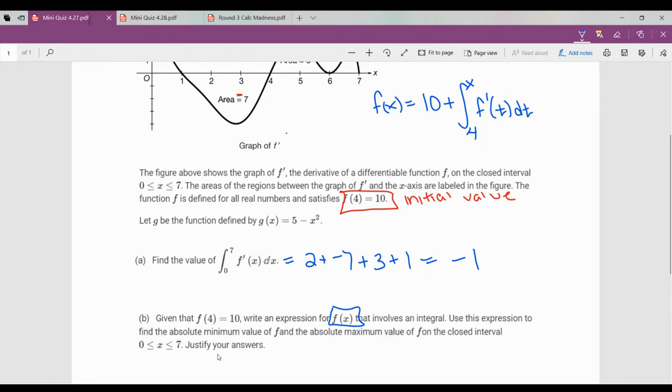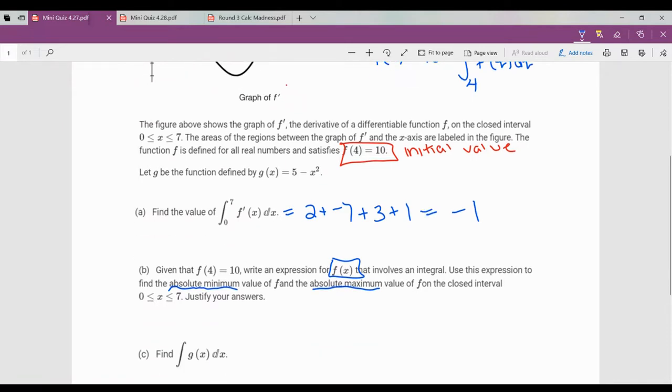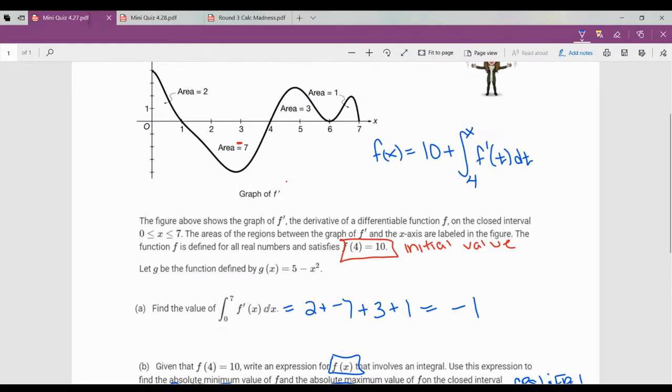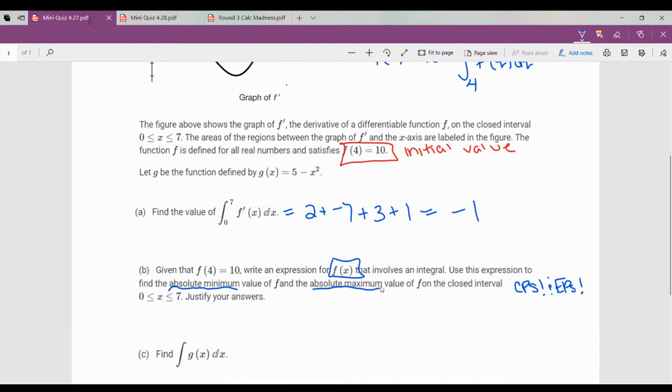And now we want to use that expression to find the absolute minimum and absolute maximum. So I should be checking what, Calcers? You better all be saying this right now. CPs and EPs. All right, so we're checking critical points and endpoints. So my endpoints are 0 and 7. So I should be checking my EPs. So I want f of 0 and f of 7.